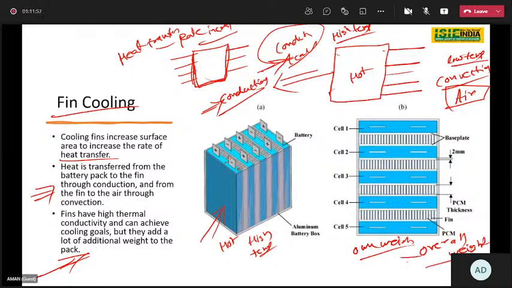And cost and area. That is why this is the thing you need to take care of if you're using the fin cooling system. The overall weight of the battery pack will increase, the size will increase, and since this is aluminum material, the manufacturing cost, or the overall cost, will also increase. Yeah, this is all about the fin cooling.